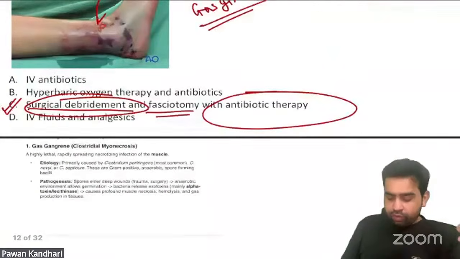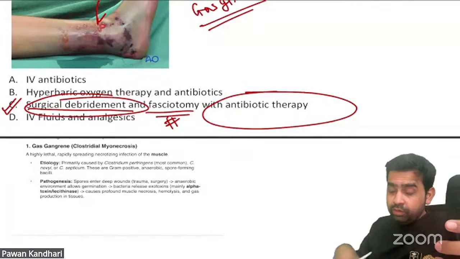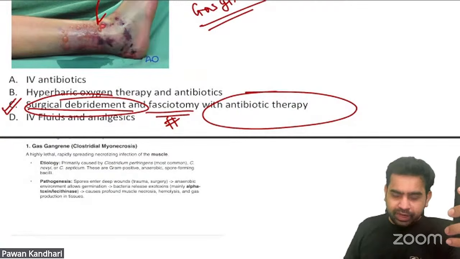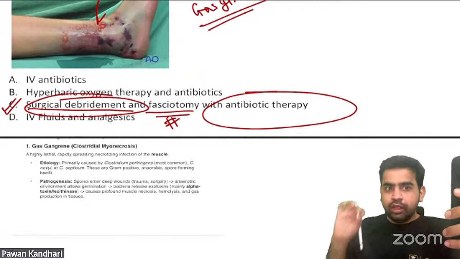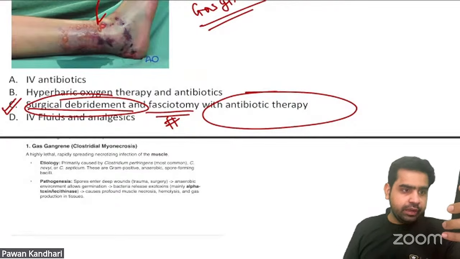Now, fasciotomy is very, very specific for your compartment syndrome, and that is going to happen after trauma. So it's usually not that common after an insect bite, but that's not the point. The point is that only one option has the debridement, and that is the answer.